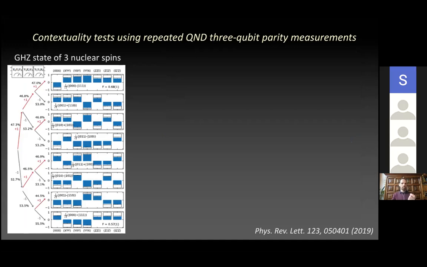We did some more technical changes to the parity measurement that made it more quantum non-demolition, so they were more non-destructive on the nuclear spins. And what you see here on the left is an experiment that I like very much. It's a bit of a jungle. But what we start with here is a fully mixed state of the 3 nuclear spins.